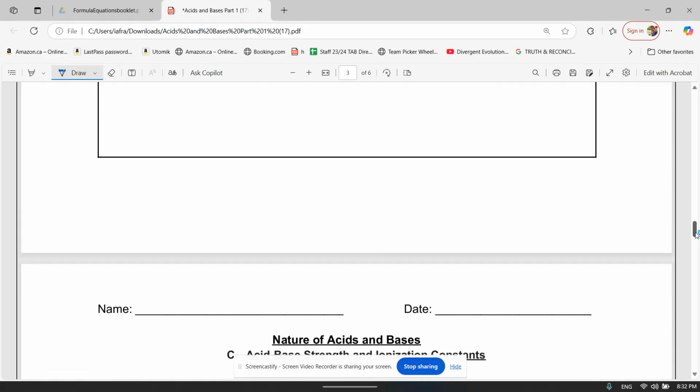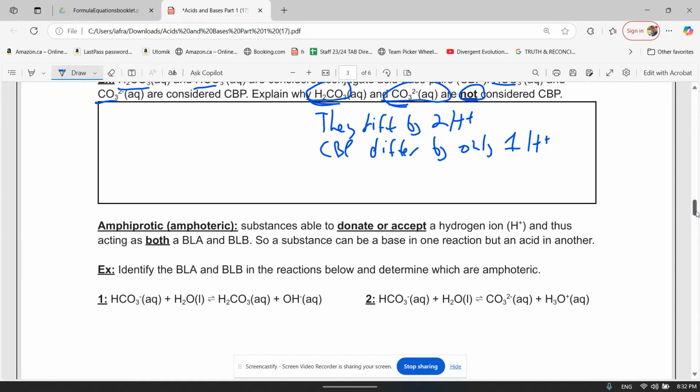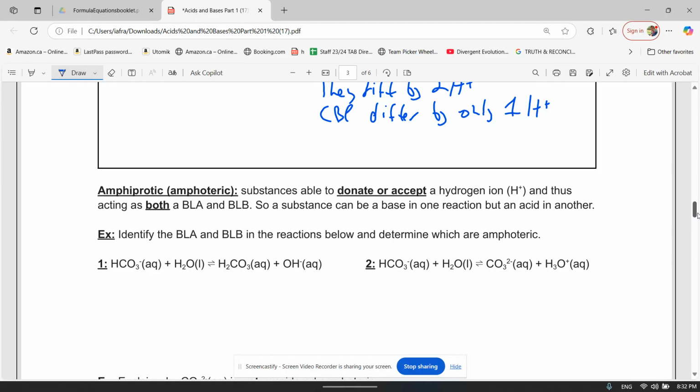So next we're going to take a look at another definition that is more clear using the Bronsted-Lowry theory, the idea of amphiprotic or amphoteric. There are some substances that are able to act as a Bronsted-Lowry acid or a Bronsted-Lowry base, depending on the situation that they're in.